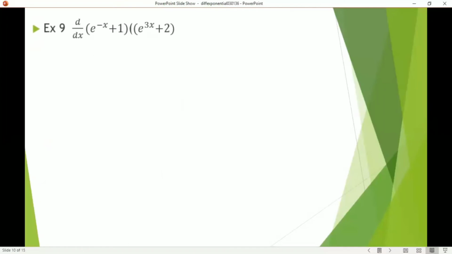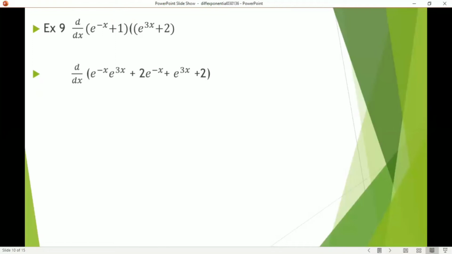So here, derivative of e to the power of minus x plus 1 in bracket, multiplied by e to the power of 3x plus 2 in bracket. So how to proceed here? We'll have to remove the brackets, that is multiply, then simplify, and at the last stage, we are going to differentiate. So it's e to the power of minus x times e to the power of 3x plus e to the power of minus x times 2 plus 1 times e to the power of 3x plus 1 times 2.